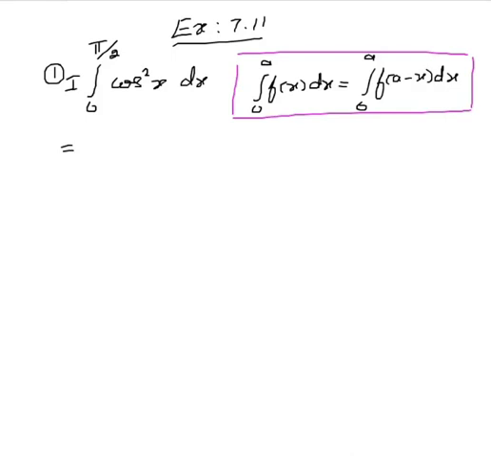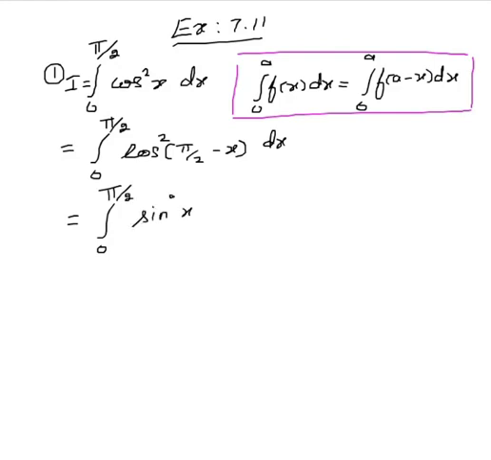I will take the given integral as I and use this property, integral 0 to pi by 2 cos of pi by 2 minus x square dx. A here is pi by 2. So I have to replace x by pi by 2 minus x. And we know the formula, cos pi by 2 minus x becomes sin x. So we get sin square x dx.